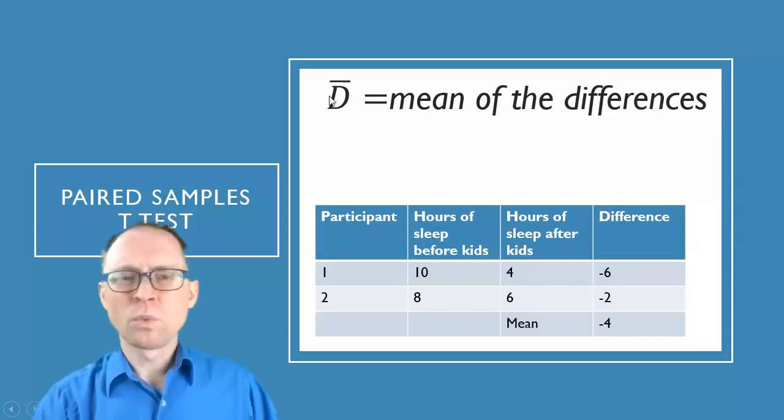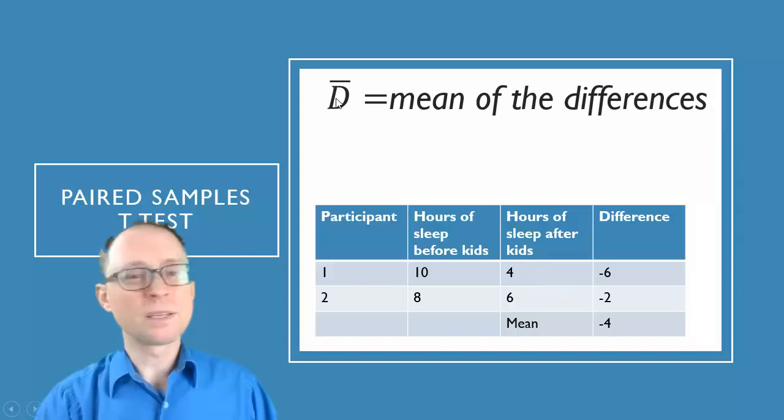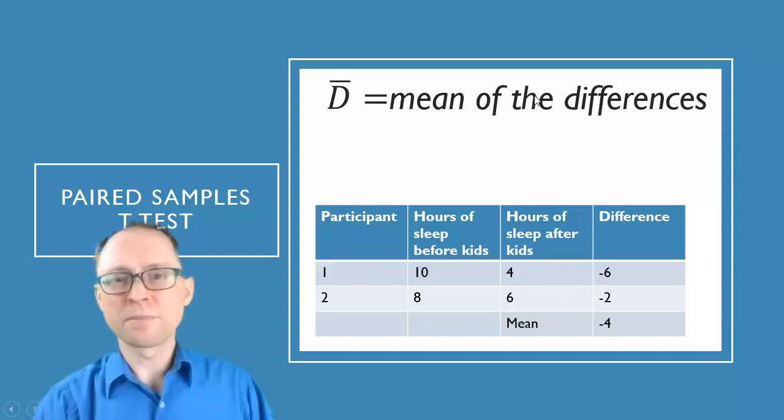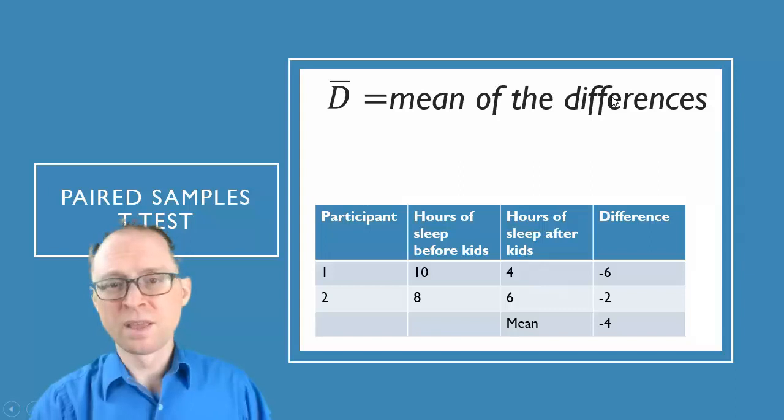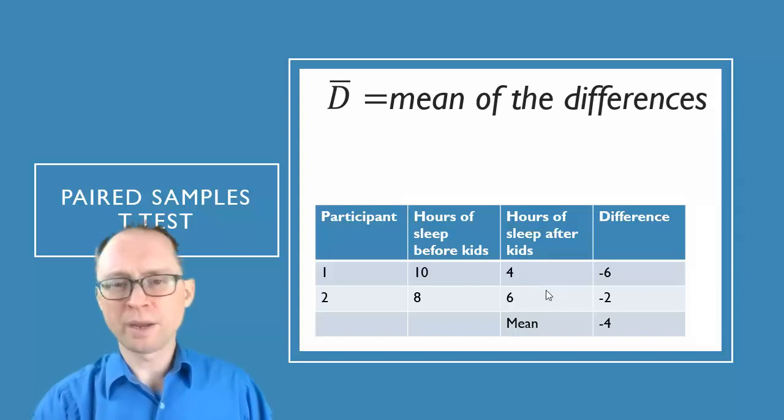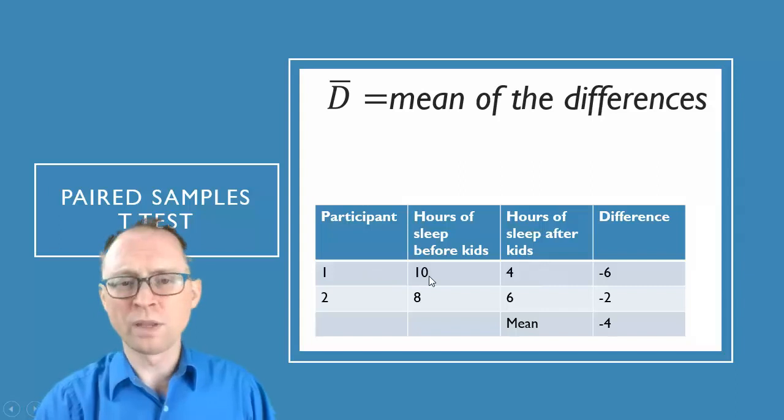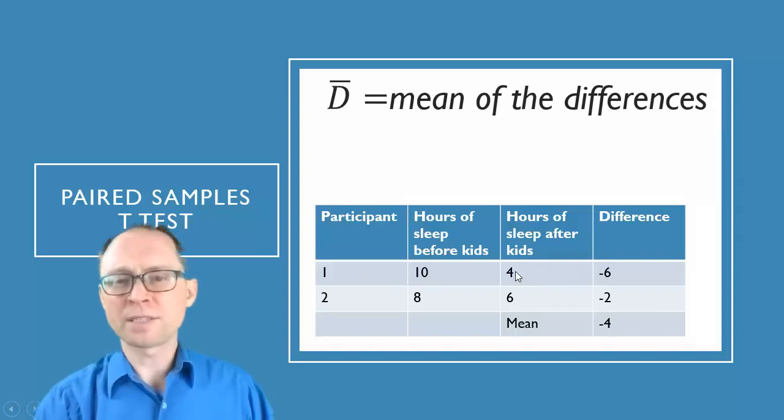Now, we need to talk about the concept of D bar. D bar is not the mean of one sample, it's the mean of the differences between two samples when those samples are paired. So, same ideas, but instead of just one person, now we have more than one person. So this is me, I'm person 1. I slept 10 hours before I had kids. I slept 4 hours after I had kids. My difference score is negative 6. Negative 6 because 4 minus 10 equals negative 6.